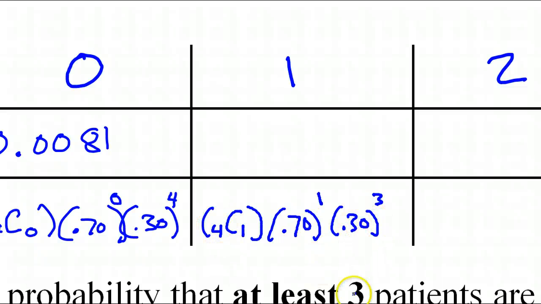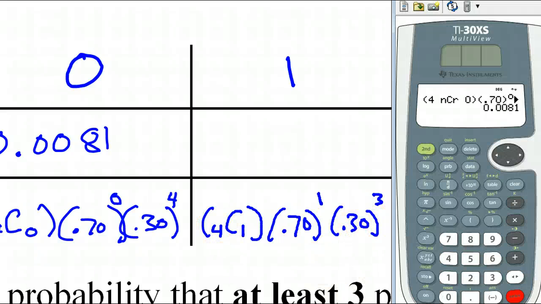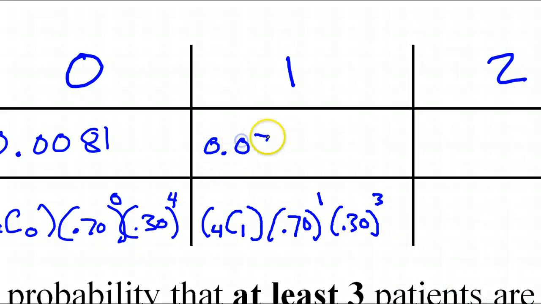Now I would put this in my calculator. Once again, that's going to be 4 choose 1, and then 0.70 to the 1 power, and then 0.30 to the 3 power. So that's 0.0756. All right, so you get the idea. I would do that over and over again.